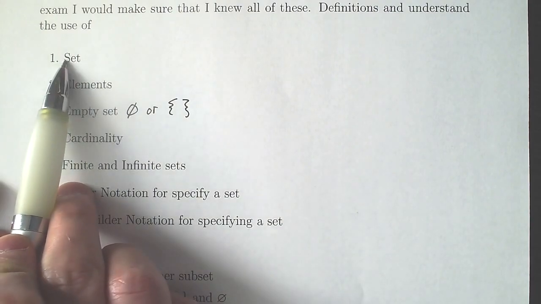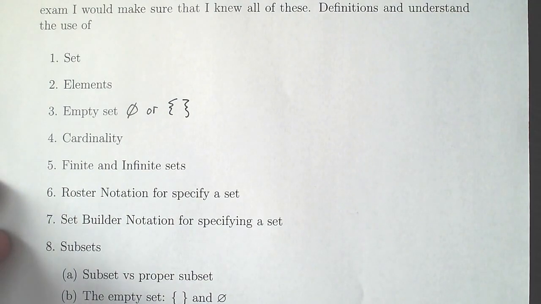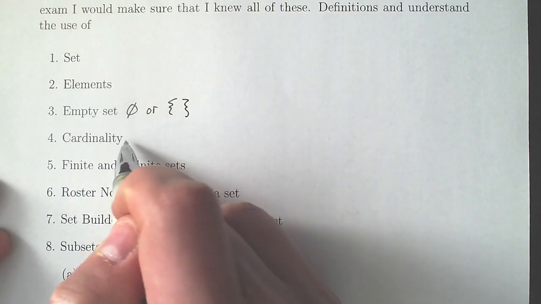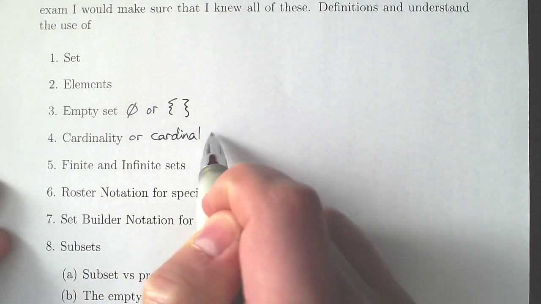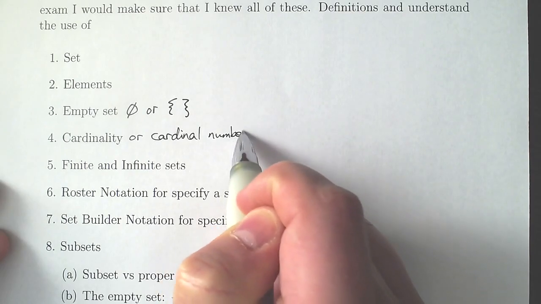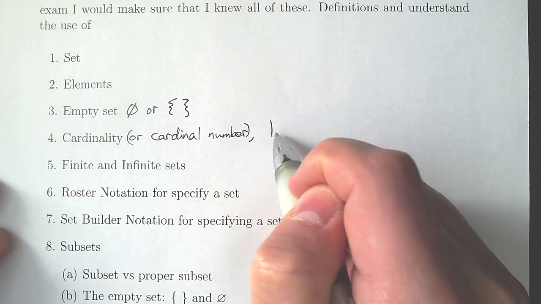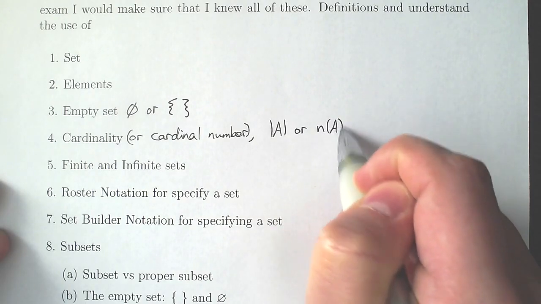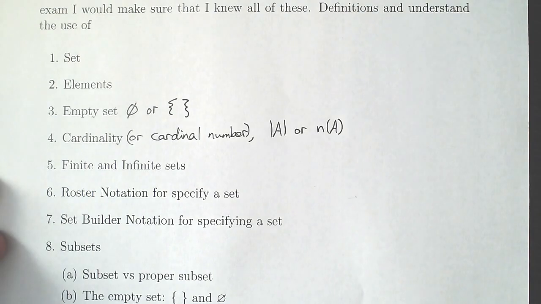So, right, sets should have brackets, elements should have commas in between them. On an exam, when we get to an exam, you're going to want to have the correct notation. Cardinality is also known as the cardinal number of a set, and that could be written as this or this. They mean the same thing. It's the number of elements in a set.